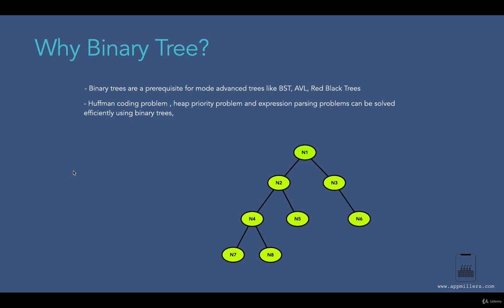Now from the next lecture, we are going to learn different types of binary tree and we are going to implement binary trees in practice. So hopefully everything is clear about this lecture. In this lecture, we have learned what a binary tree is and we have learned the main properties of binary trees. And finally, we have learned why it's very crucial in computer science.